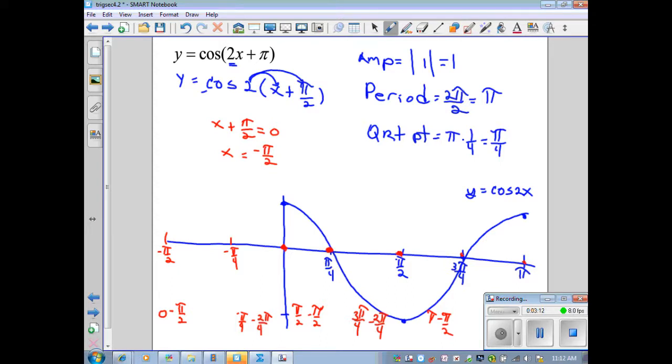Then every point will shift pi over 2. So the first point of 1 will shift to a negative pi over 2, and then we'll just repeat from 1 to 0 to negative 1 to 0 to 1. And then I'll graph that with a smooth curve.